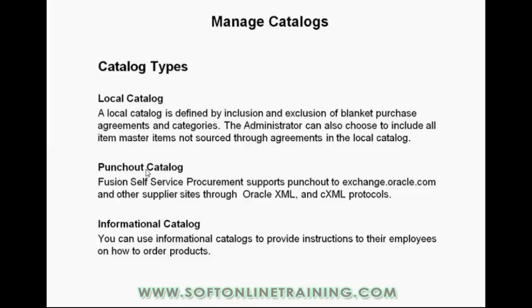And then the Punchout catalog routes directly to the supplier side by providing a URL, and you can select the items from the supplier side and bring them back to your cart. And then with the informational catalog, you can educate your users to understand the policies and procedures of your company. Okay. So these three types of catalogs you can create in self-service procurement.